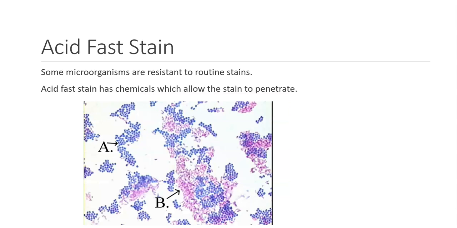Some microorganisms are resistant to routine stains. An acid-fast stain has chemicals which allow the stain to penetrate. A non-acid-fast organism will appear as a blue color as indicated by the arrow from A. If it's an acid-fast organism, it will appear bright red to intensive purple as indicated by the arrows for B.